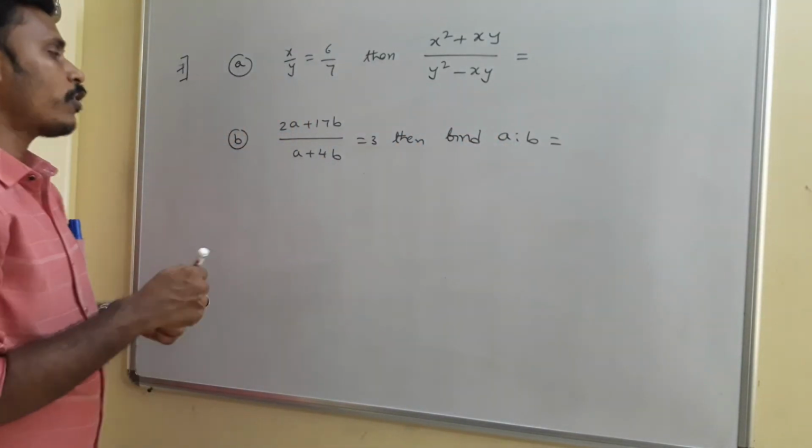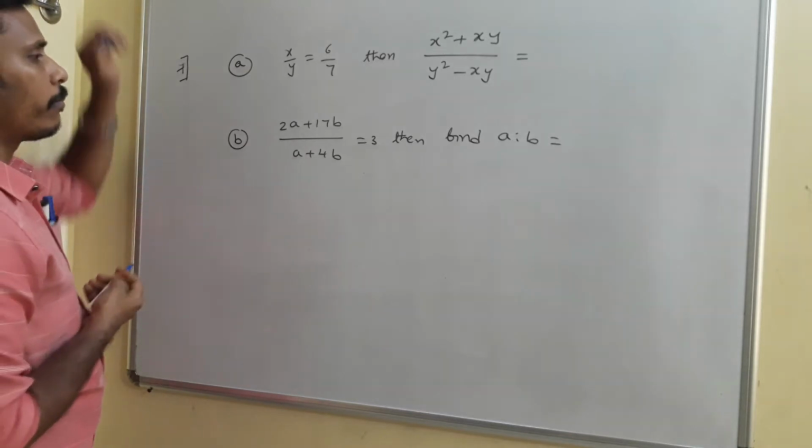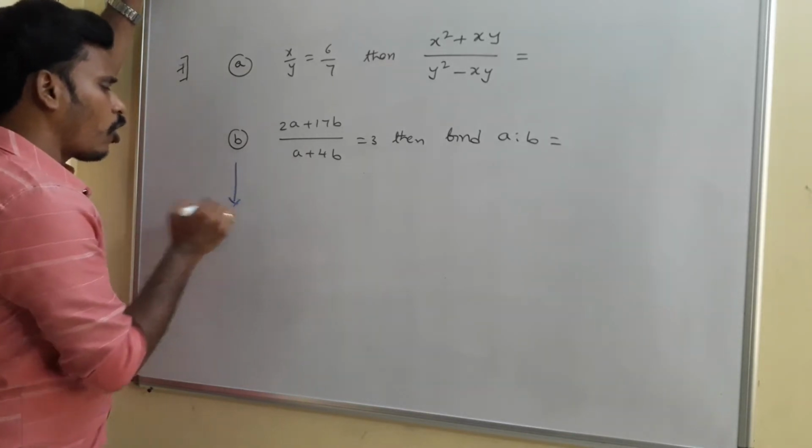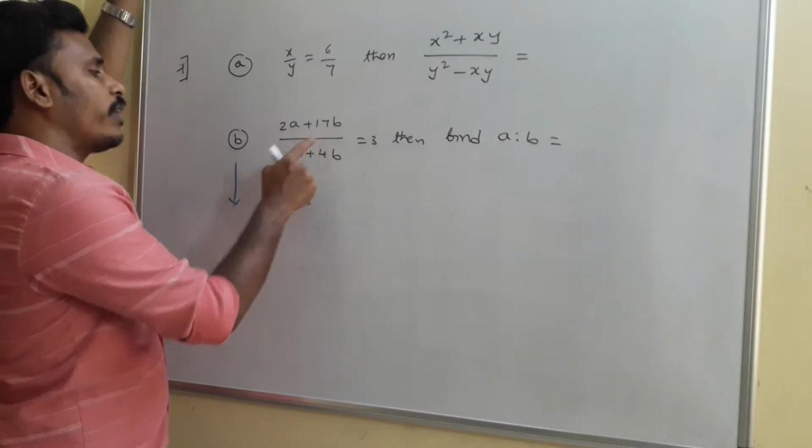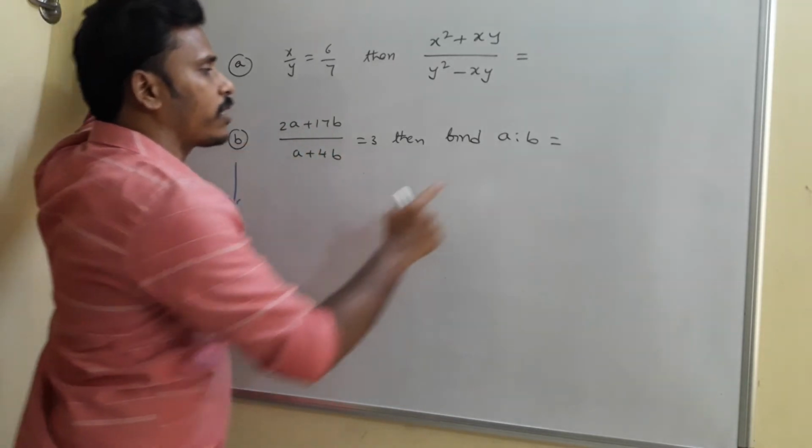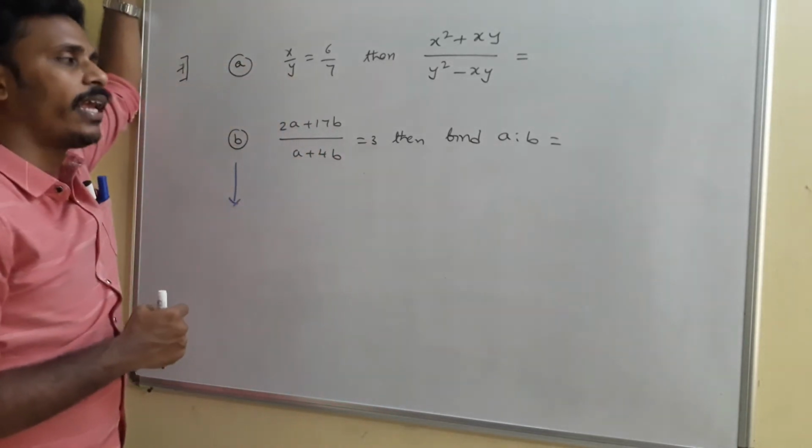Okay. First of all, I am going with the b. Okay, no problem. I will solve b first. See, 2a plus 17b by a plus 4b is given as 3, and we need to find a is to b.